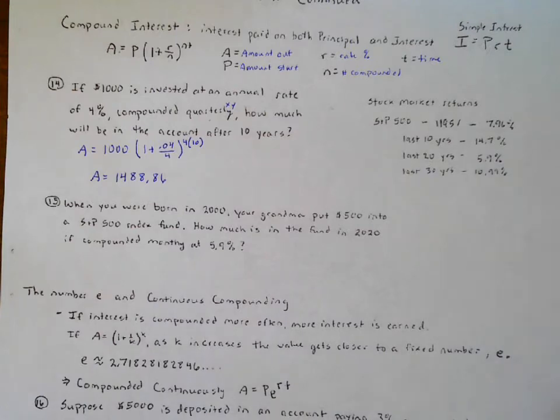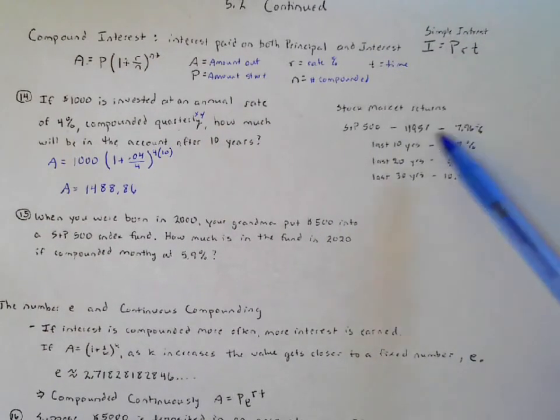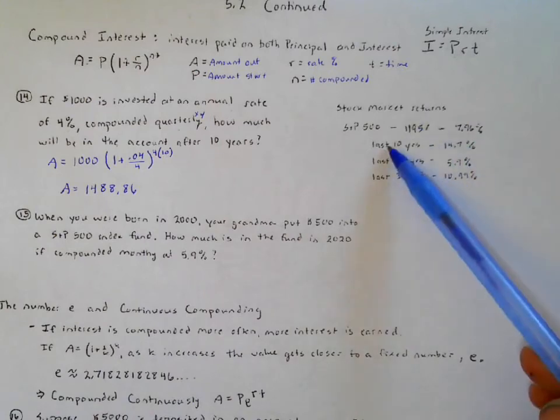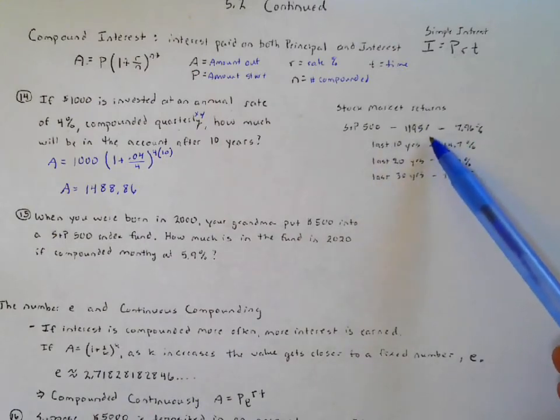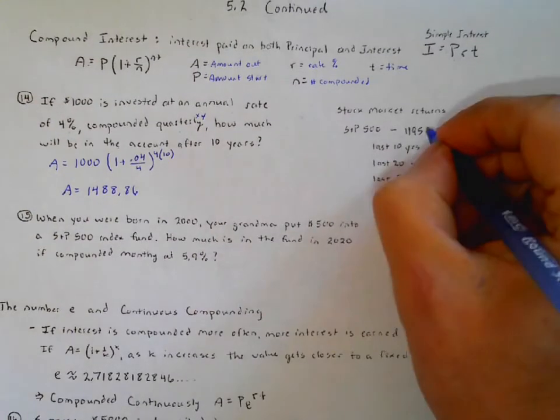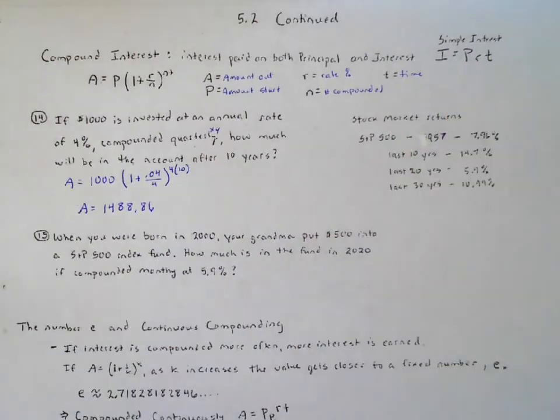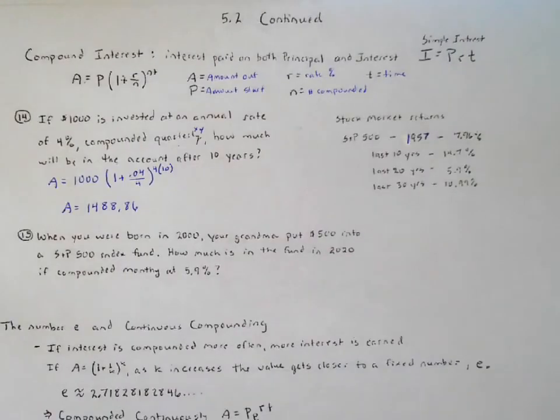Okay, so let's talk about stocks a little bit. Okay, the stock market. These are average returns. The S&P 500 is your largest 500 companies in the U.S. And since 1957, I wrote 1951 there, but it should be 1957. Anyway, since 1957 is when they tracked it.